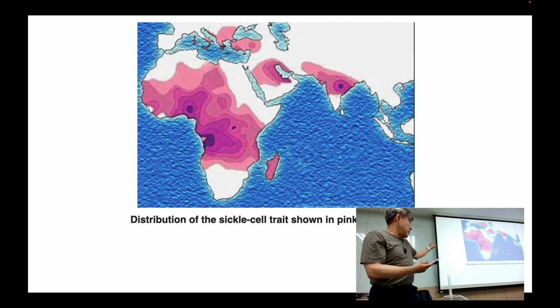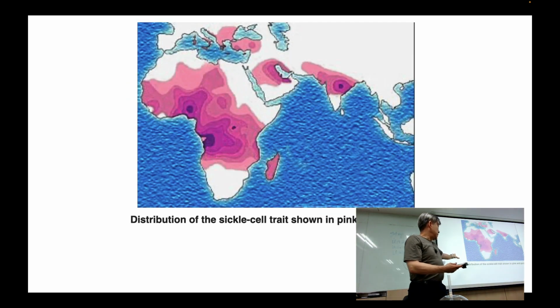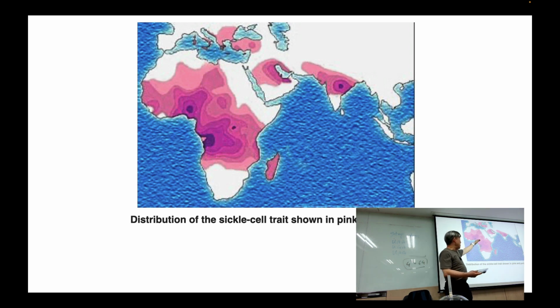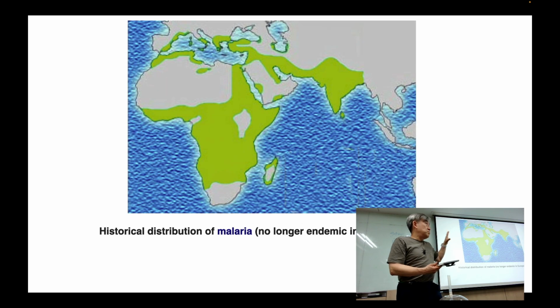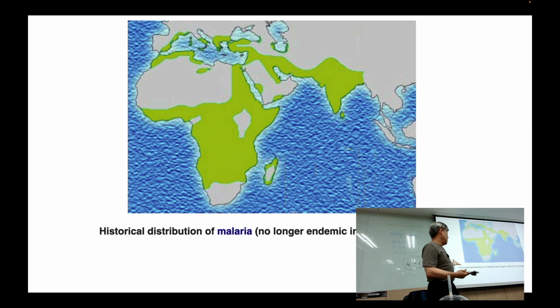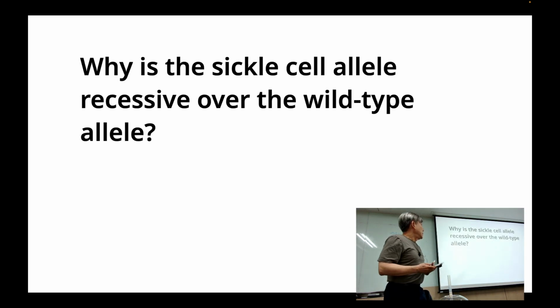So that's the area where this sickle cell trait is mostly distributed in high frequency. The pink and red areas are where you can find this trait most frequently, and it closely overlaps with the malaria endemic area.